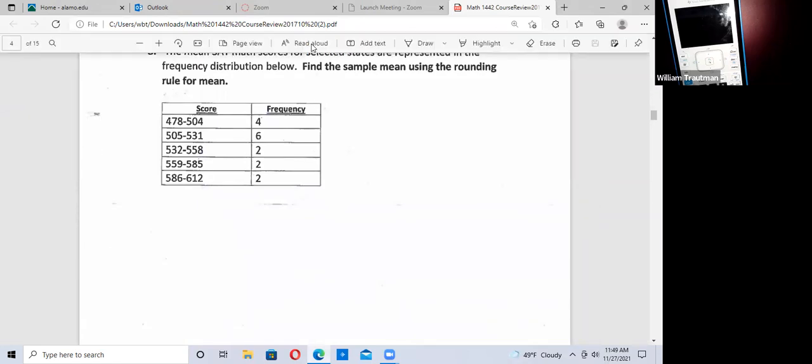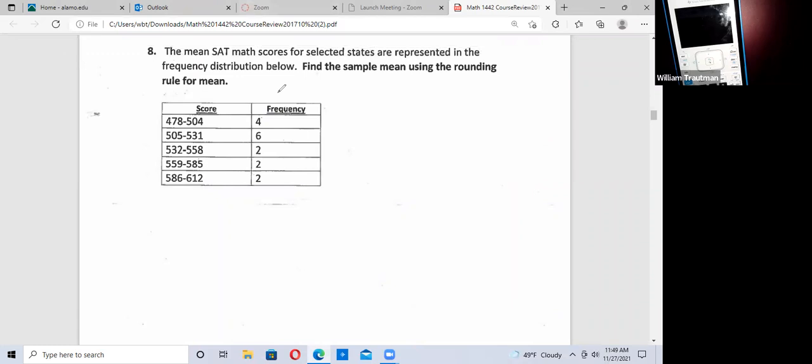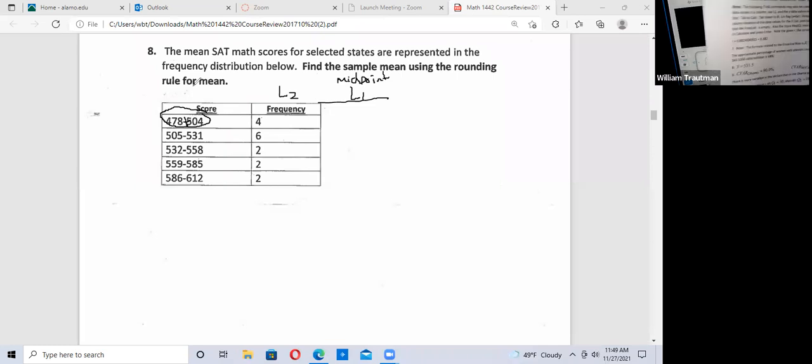All right, question 8. Find the sample mean. So in order to find a sample mean, you need frequency, which is always in the L2, and then you need the midpoints. When you have data here that's grouped, you have to find the midpoints of each by adding these up and dividing by 2. So on question 8, you have to add up 478 plus 504 and then divide it by 2. And when I get that, I get 491.